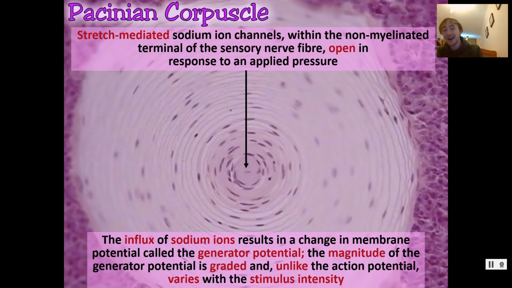Now, unlike an action potential, the stimulus intensity affects how much of a depolarization there is. So we don't just get to plus 40 and stop this time. It's not an all or nothing. The harder you press it, the more sodium ions enter, the higher up the generator potential goes. And the higher the generator potential, the more action potentials will be created in a certain amount of time. And remember, if you have lots and lots of action potentials, that causes your brain to recognize something as a strong stimulus rather than a weak stimulus.